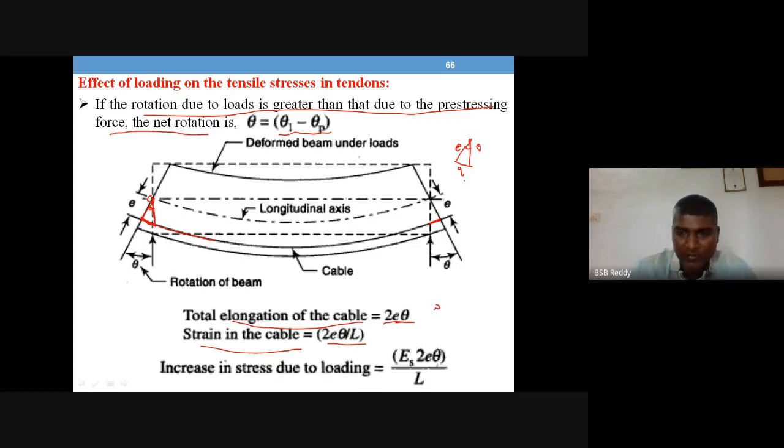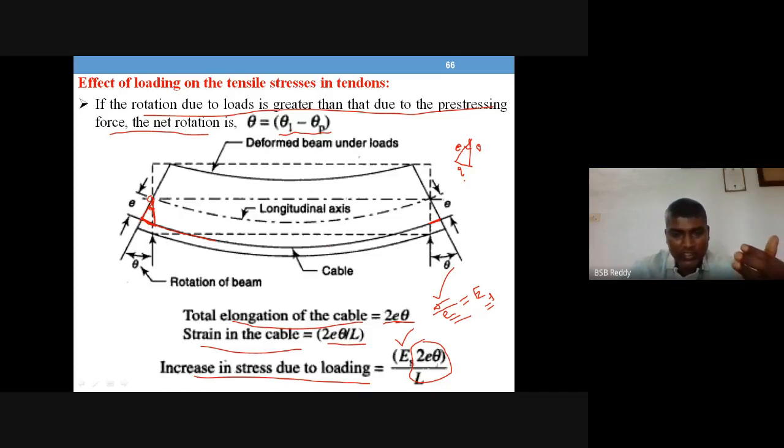If you want stress in the cable, stress divided by strain is equal to Young's modulus of steel. We know the strain value and we know Young's modulus of steel, so we get the stress value. Increase in stress due to loading is equal to Young's modulus into the strain value. Strain is 2E theta by L, and Young's modulus value is ES. So ES into 2E theta divided by L is the formula to calculate increase in stress due to loading. That means Young's modulus of steel must be known to you, and a small e value, the eccentricity of the cable, it depends. If the eccentricity is more, the increase in stress is more.